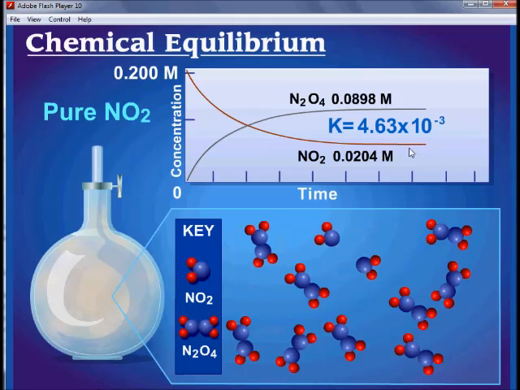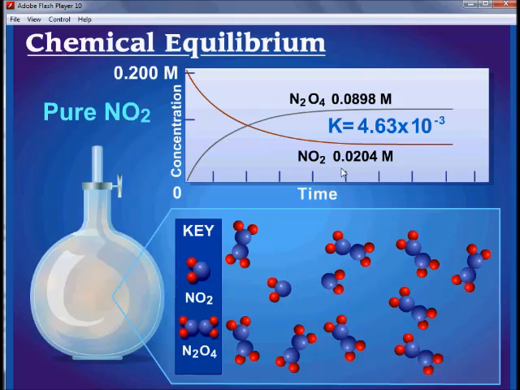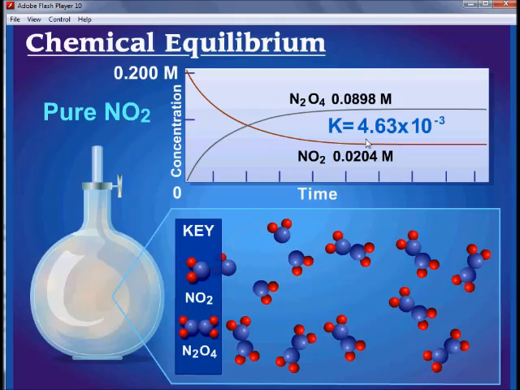changing. And so at equilibrium, you see our N2O4 concentration is 0.0898. Our NO2 concentration is 0.0204. So if we pop those values into our equilibrium expression, we come up with a very similar answer. Again, we get 4.63 times 10 to the negative third. We get the same ratio as if we had started with N2O4. So it didn't matter what we started with. When we reach equilibrium, we still got the same ratio.